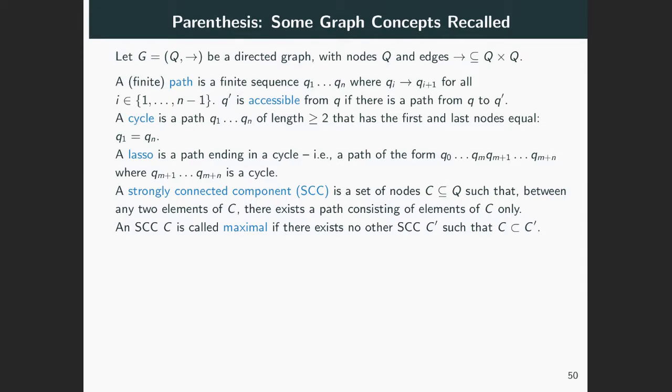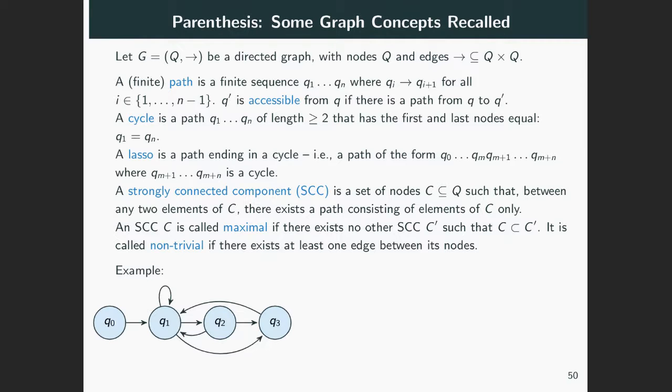A strongly connected component will be called maximal if there is no other strongly connected component that strictly includes it, in that it contains all its nodes and at least one more node. A strongly connected component is called non-trivial if it has at least one edge between its nodes. Note that any strongly connected component with at least two nodes is necessarily non-trivial. And also, a single node strongly connected component is non-trivial if that node has a self-edge.